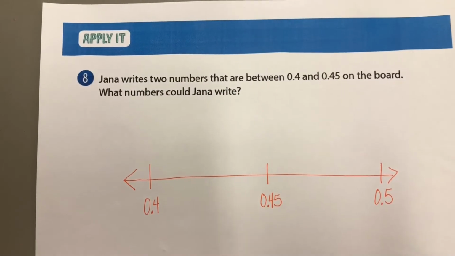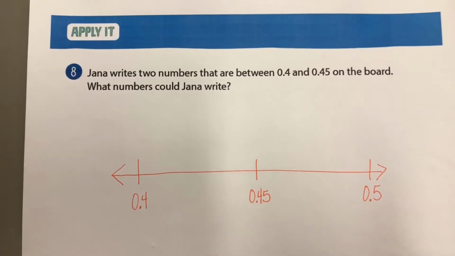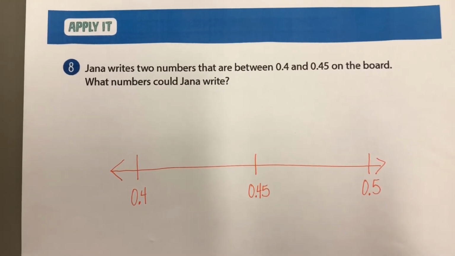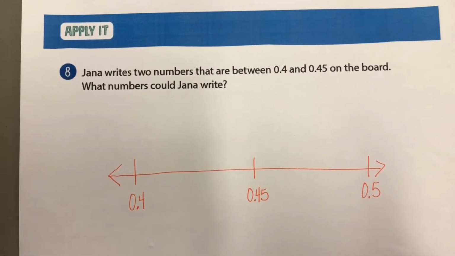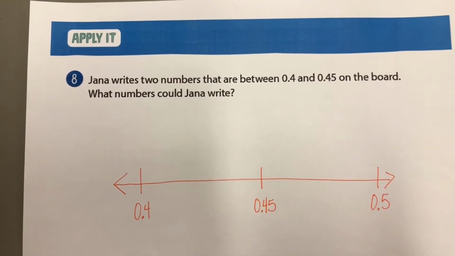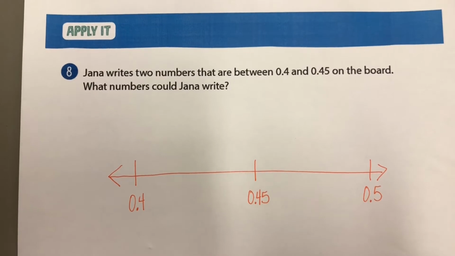Okay, let's try practicing with a number line one more time. This question says Jana writes two numbers that are between 4/10 and 45 hundredths on the board. What numbers could Jana write?